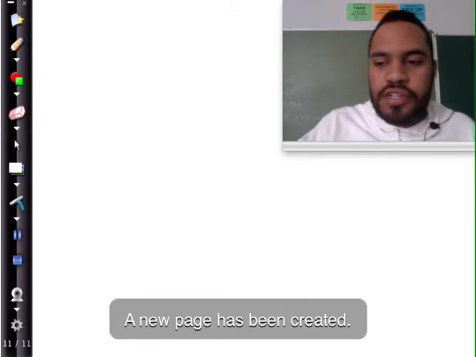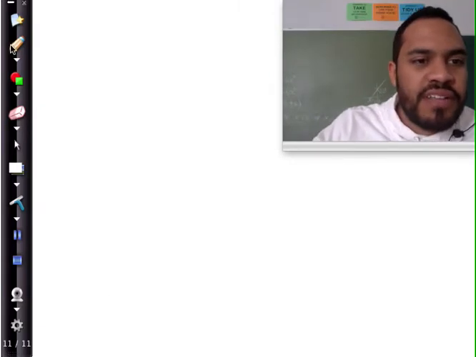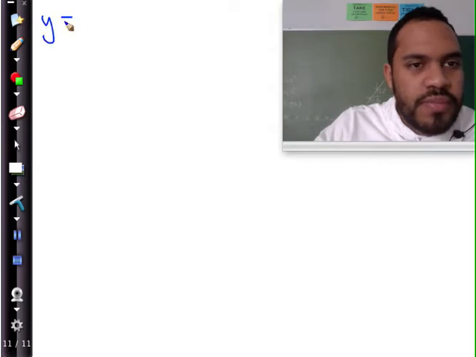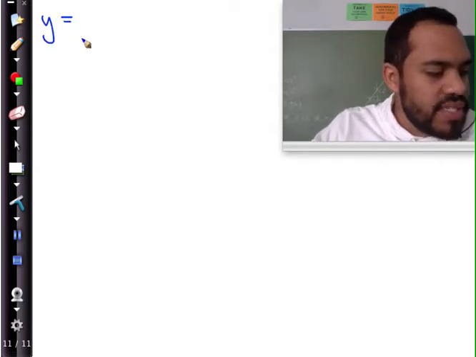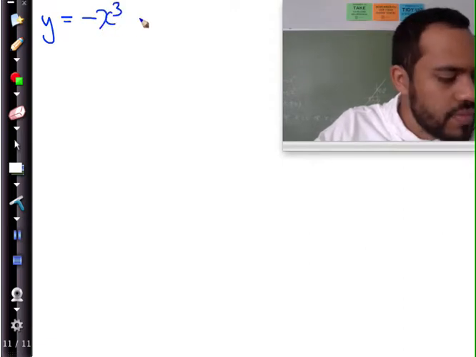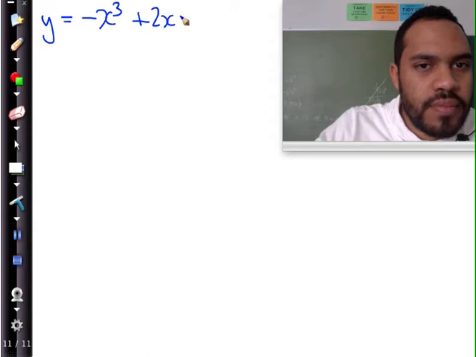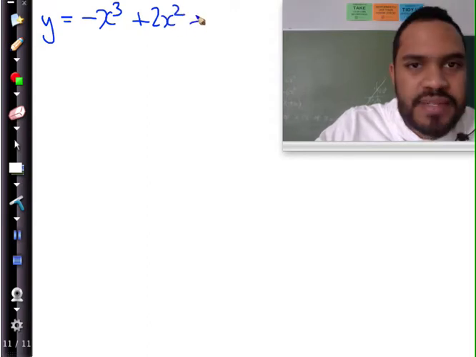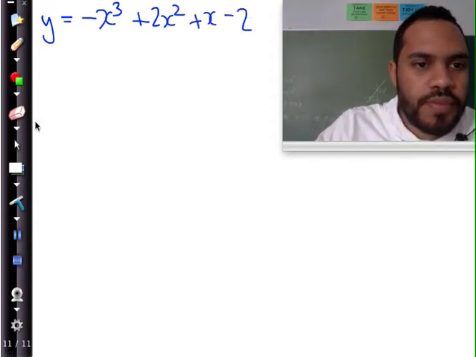Let's look at the next question. Now guys, as I mentioned, I don't have the table in front of me. So because of that, you need to add the coordinates to the table. So this is going to be y equals negative x cubed, right, plus 2x squared, okay, plus x minus 2.